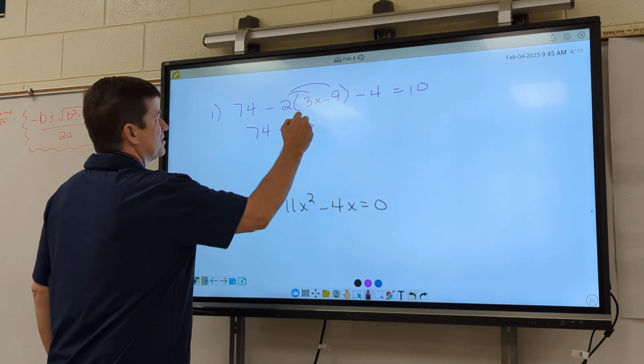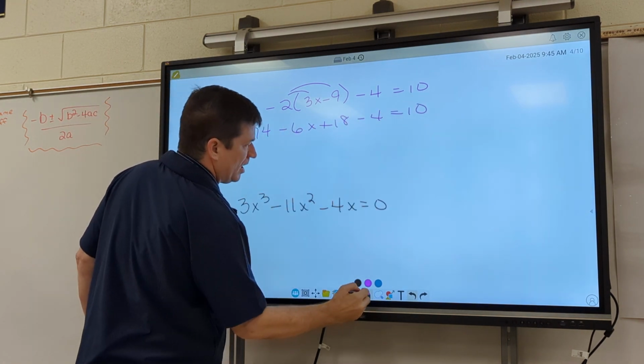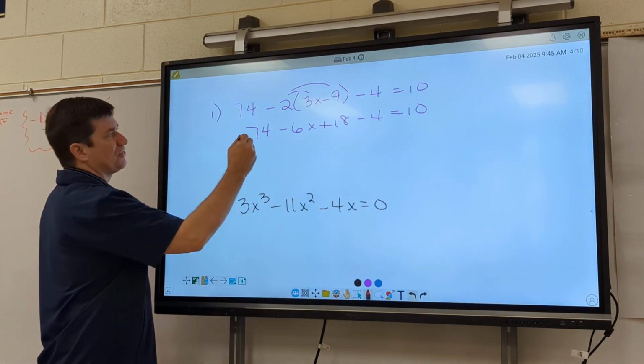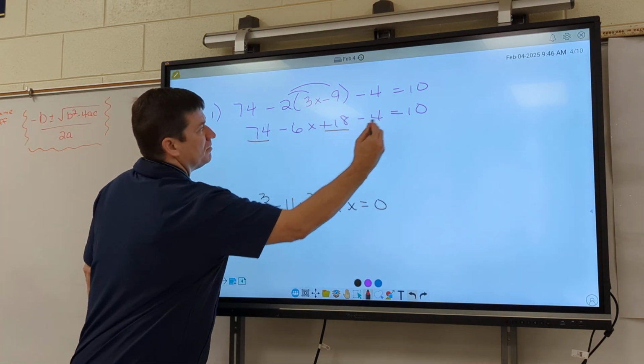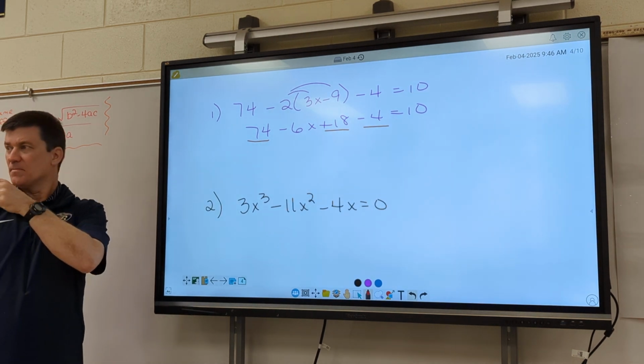I got minus 6x plus 18 minus 4. Next step, remember, go through and find all your like terms on the left side. I got three numbers right here that are alike. Somebody add those three numbers up for me, please. 74 plus 18 minus 4. What is it? 88. 88.